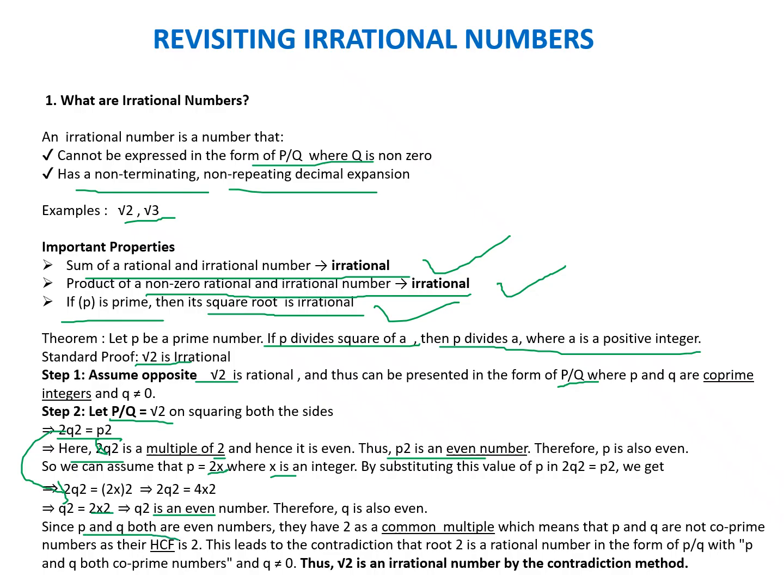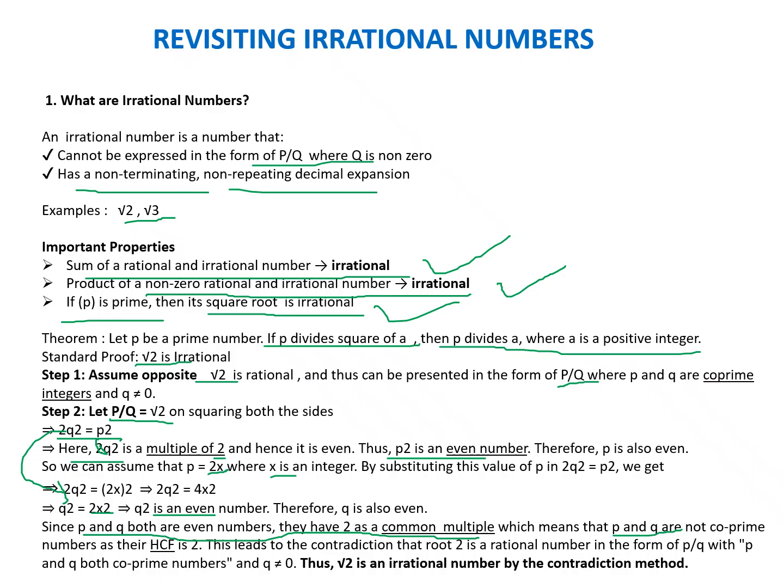So hence p and q are even numbers, and they have 2 as a common multiple. The moment we say that they have a common multiple 2, it means that p and q are not co-prime, because in co-prime numbers we can only have 1 as the common factor, but in this case we have 2 as the common multiple.